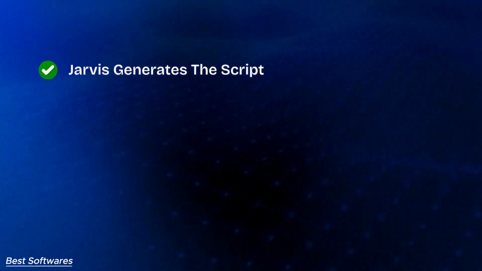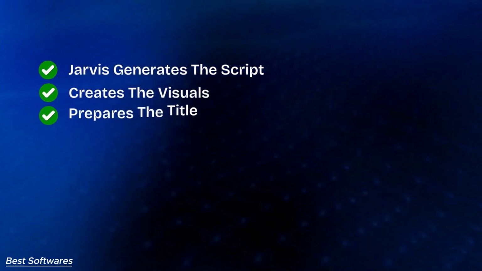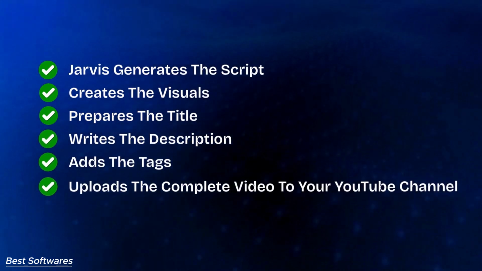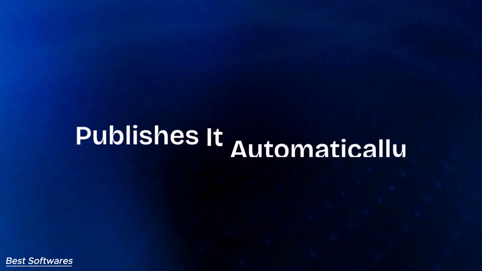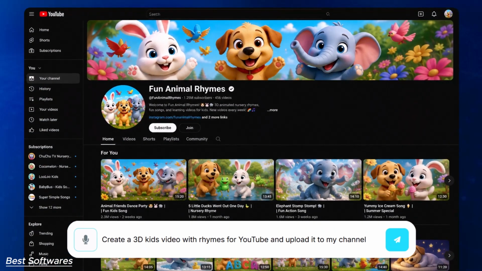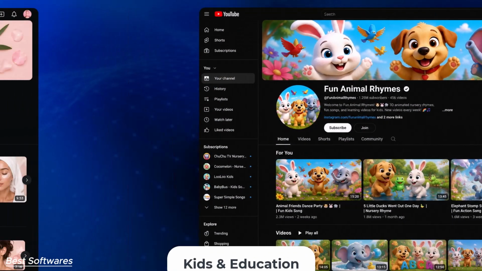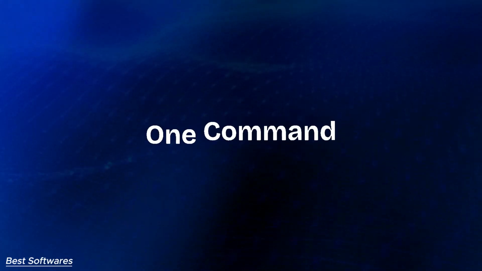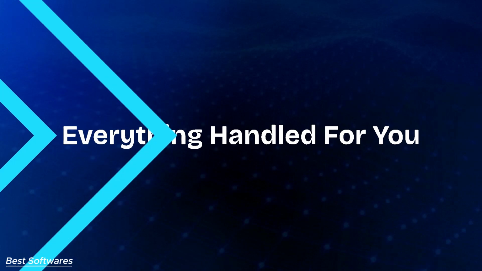Jarvis generates the script, creates the visuals, prepares the title, writes the description, adds the tags, uploads the complete video to your YouTube channel, and publishes it automatically. From a simple idea to a complete YouTube channel without YouTube Studio or any video editor. That's the power of Agent Jarvis. One AI agent, one command, everything handled for you.